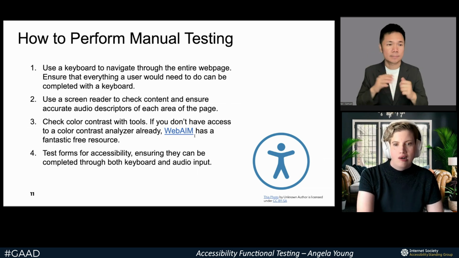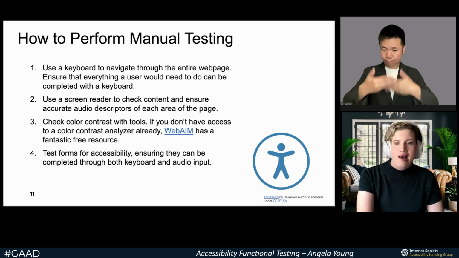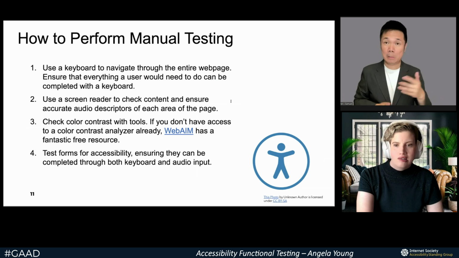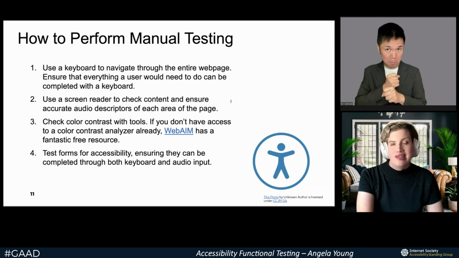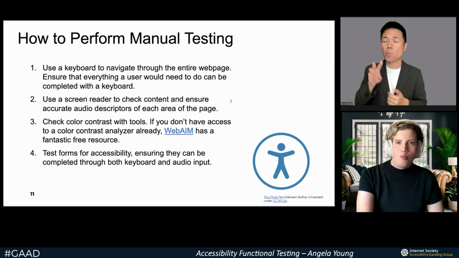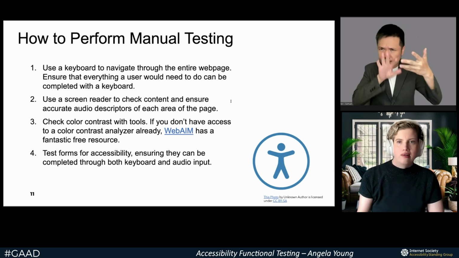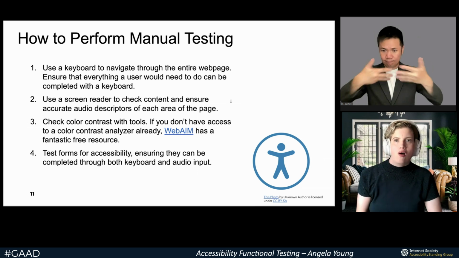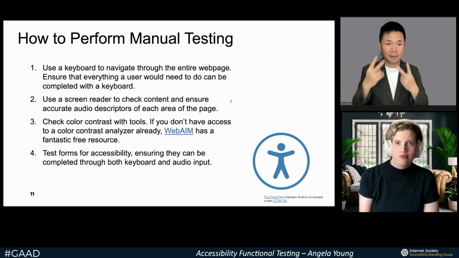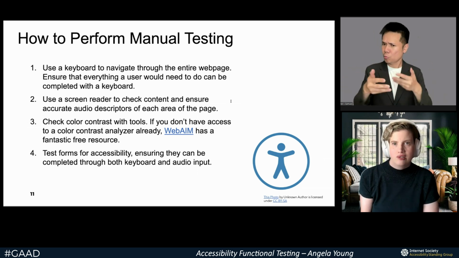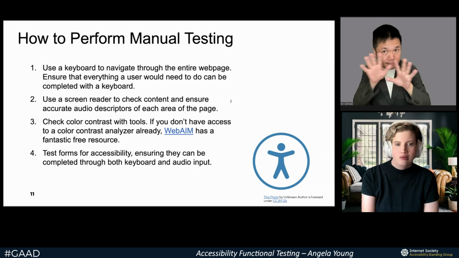Third is to check color contrast with tools. If you don't have access to a color contrast analyzer already, WebAIM has a fantastic free resource where you can use the dropper tool and you can pick up a color and then you can check the color contrast. It'll also give you hex codes of appropriately contrasting colors if you need to find something alternative to use.